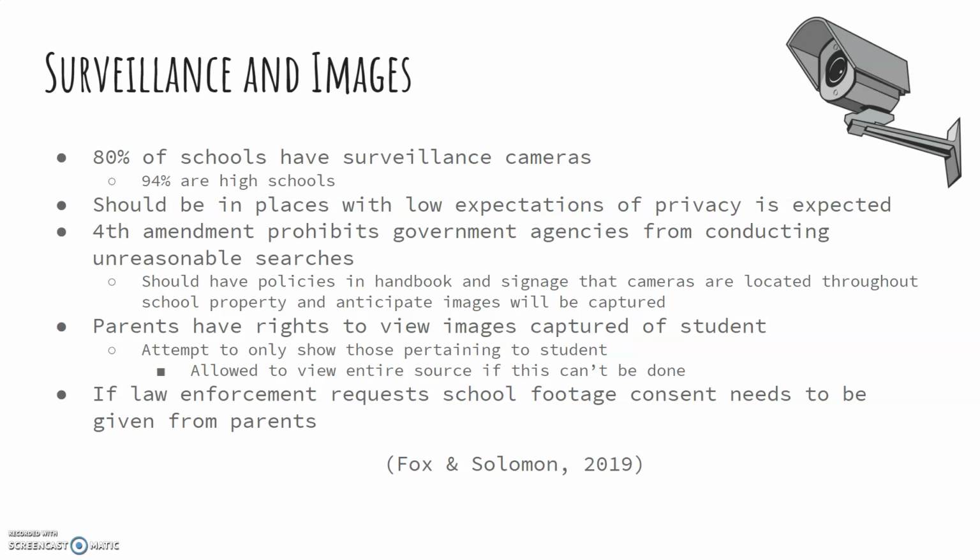Surveillance and imaging is also important. 80% of schools have surveillance cameras. 94% are in high schools. They should not be in places where privacy is expected. The Fourth Amendment prohibits government agencies from conducting unreasonable searches. There should be policies in the handbook and signage that cameras are located throughout school property and that people should anticipate images will be captured.